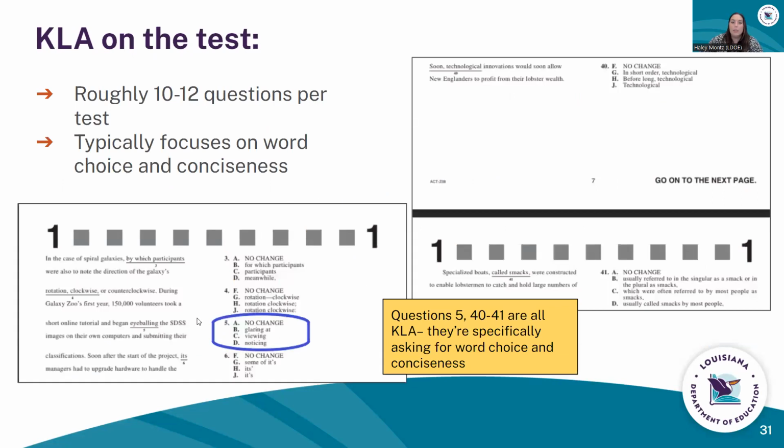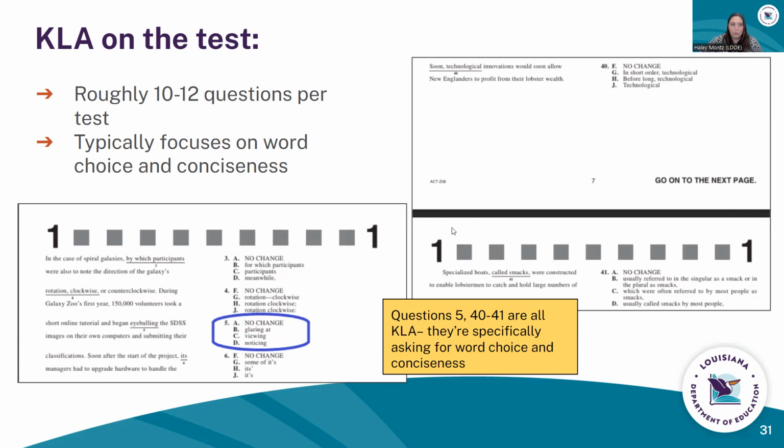On the test, it's typically focusing on word choice and conciseness like we talked about. So questions 5, 40, and 41 are all KLA, and they're specifically asking for word choice and conciseness. Talking about connotation also can be important for these questions, because students need to be able to pick the word that best fits in the context of the passage, even if there's more than one word that might work.